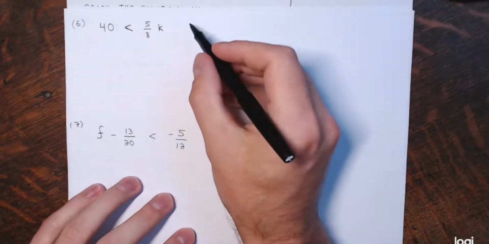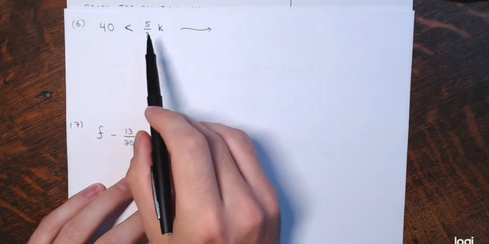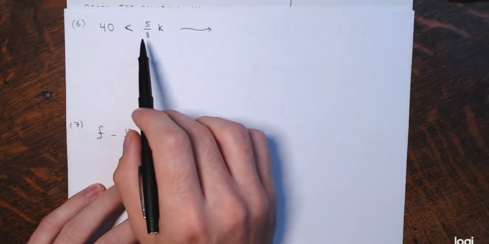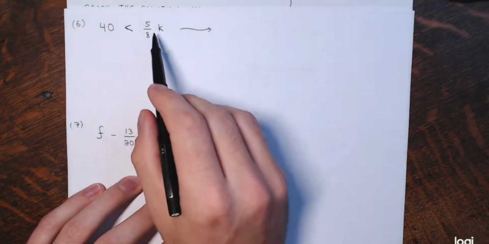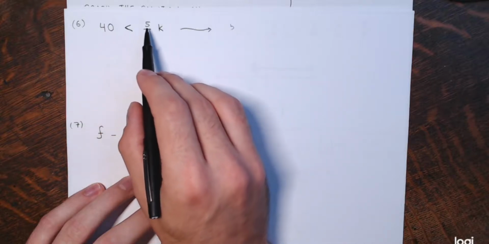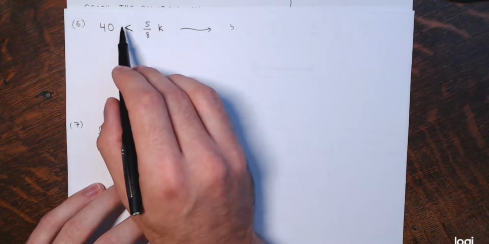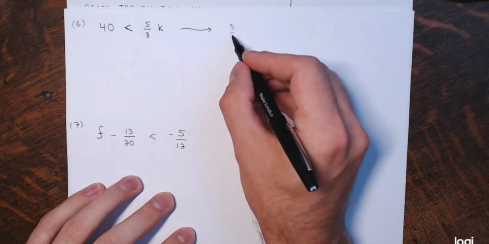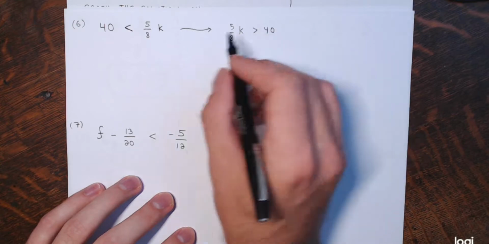So just as I was doing in example 3, I'm going to rewrite this. I'm going to switch sides, so that way I personally like having the variable on the left. You don't have to, all right? But instead of 40 is less than 5/8 times k, I'm going to write 5/8 times k is greater than 40. And you see how the symbol flipped when I switched sides like that.